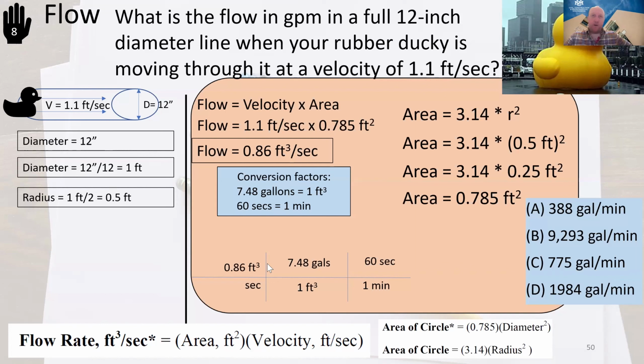So I set up my grid down here. I have my flow right there as the first part of this grid. Then I have our conversion factor for going from cubic feet to gallons. And right here, I have our conversion factor going from seconds to minutes. Then I can cross out my units. I cross out cubic feet because we have one on the top and one on the bottom, and then I cross out seconds. If we multiply those through, we get 388 gallons per minute.